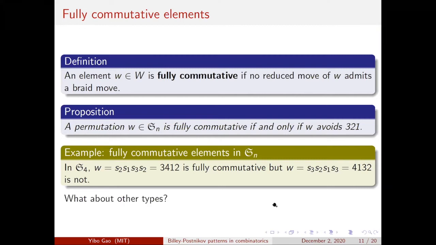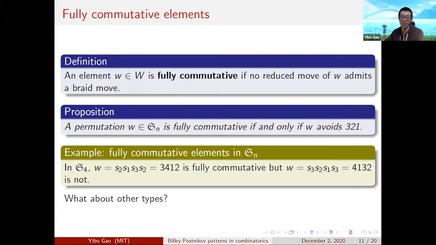So were commutation moves and braid moves defined earlier? No. Then what are they? Wait, can I try to see? I don't think so.